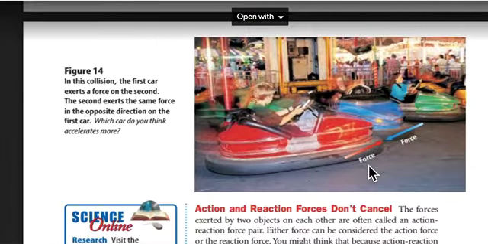Let's look at the bumper cars. You get two bumper cars. One crashes into the other. Which one is more likely to accelerate and move? It's the car with the less mass. The one with the most mass, say you have two students in one and one student in another, will accelerate least. The one with less mass will accelerate more. So the less mass in the car, the more it's going to accelerate from the force applied to it.